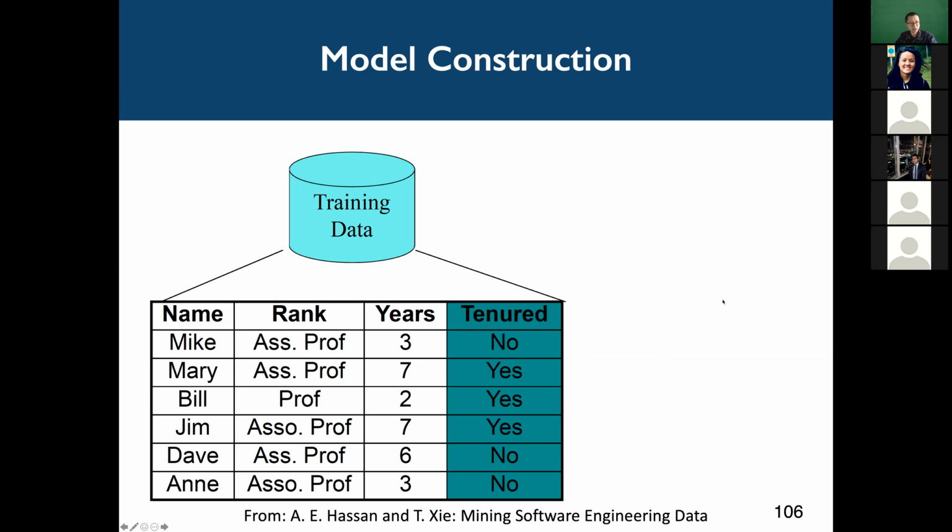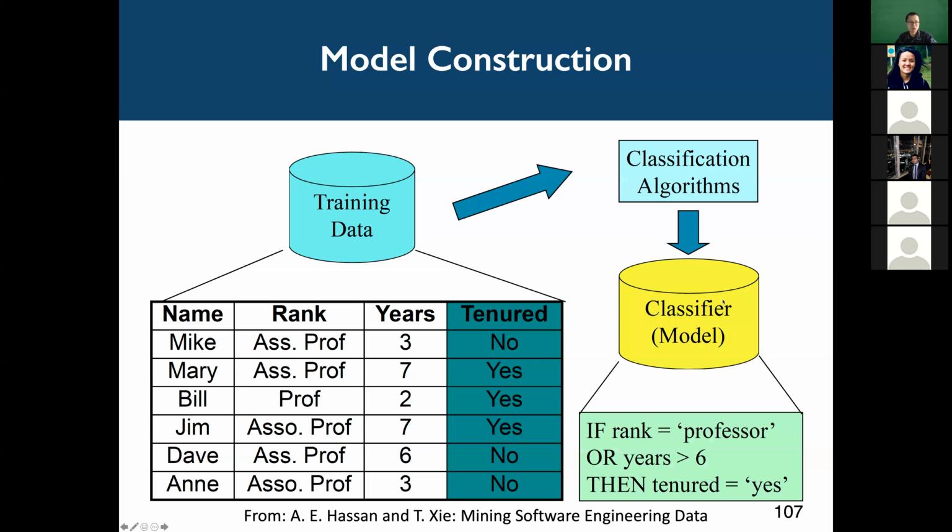So how can we do it? We want to use the name, rank, and years to determine whether the professor is tenured or not. So we construct a model. This model is very simple. It is a set of rules: if the rank is professor, or the years is greater than 6, then the tenure status is yes. It's a very simple model.